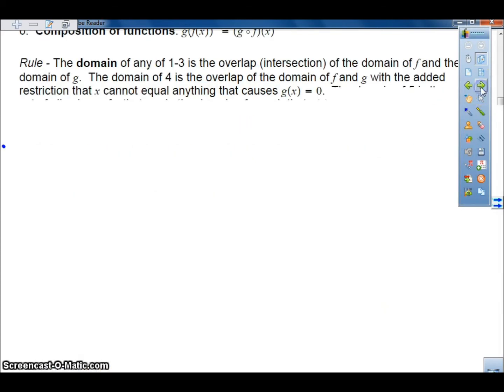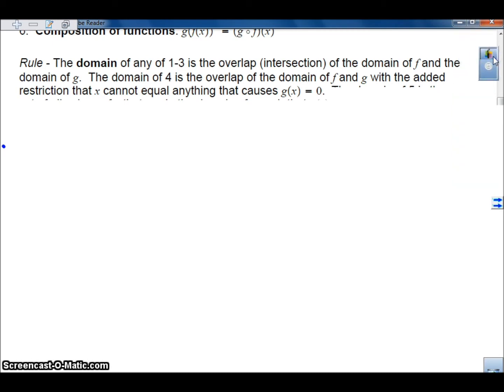All right, so let's look at some examples. I'm sorry, we're not ready for examples. Another thing you'll be asked to do in relation to these operations with functions is to determine the domain and range. And so for any of the operations 1 through 3, so maybe what I should have just said there was, for the domain of adding, subtracting, or multiplying functions, you find that by taking the overlap of the domain of the individual functions. So the domain of f plus g is just the overlap of the domain of f and the domain of g.